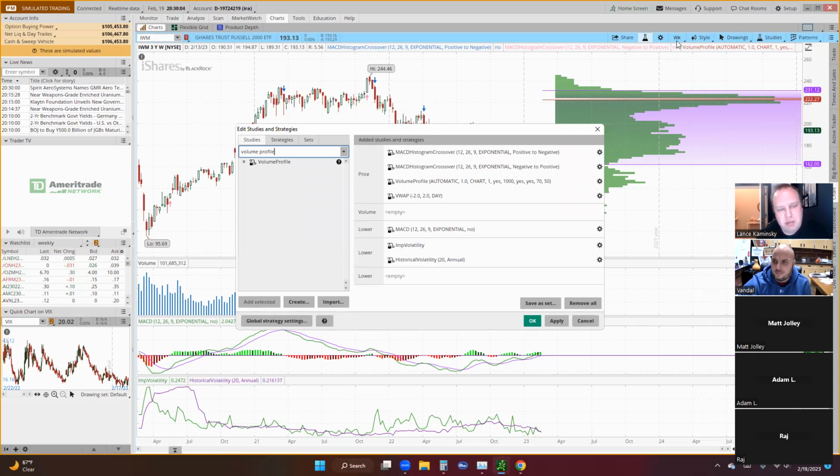And you could also do that on TradingView, just type in volume profile. I have those as well. Yeah, I've been using that a lot more too.